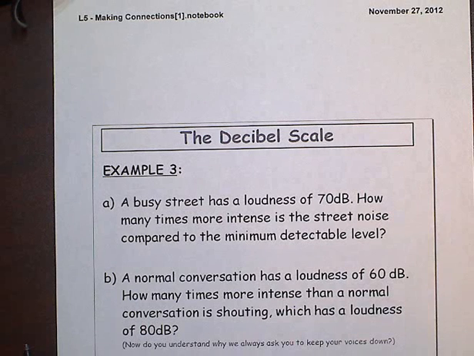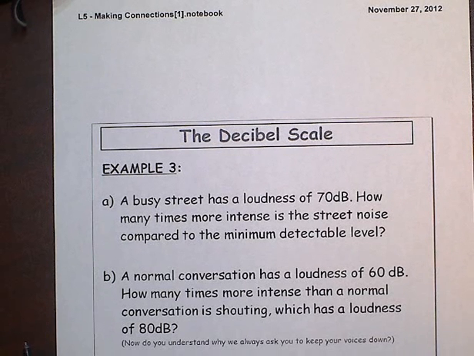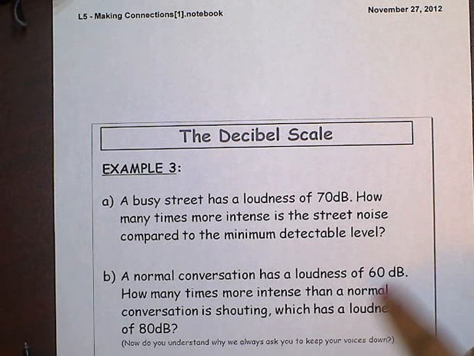Example 3 says, a normal conversation has a loudness of 60 decibels. How many times more intense than a normal conversation is shouting, which has a loudness of 80 decibels? So here what we're doing is we're also comparing the intensity of shouting versus the intensity of normal conversation. And we're given the loudness for both cases, the loudness for a normal conversation as well as the loudness for shouting. So let's go ahead and compare which one is more intense and by how much.